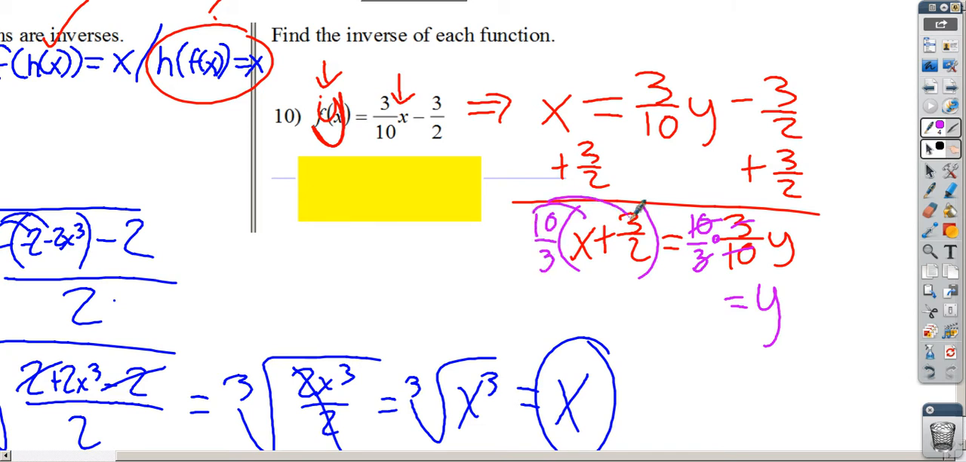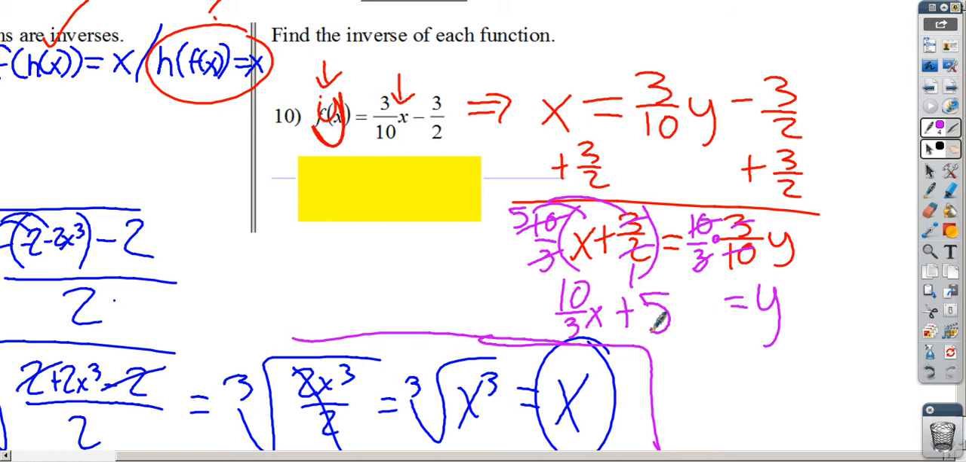If we distribute right here, we get 10 over 3x. Just box that off, that's a separate problem right there. 10 over 3x plus, and then the 3's will cancel here. The 2 becomes a 1, and 2 goes into that 10 5 times. So that's the same thing as 10 over 3x plus 5 equals y.